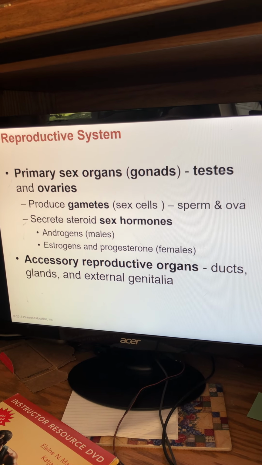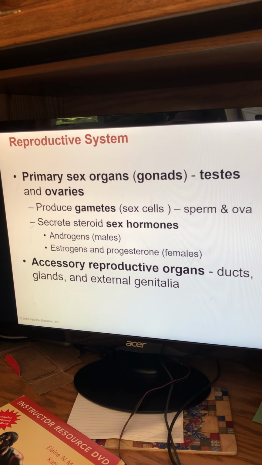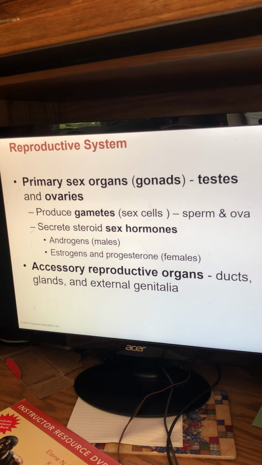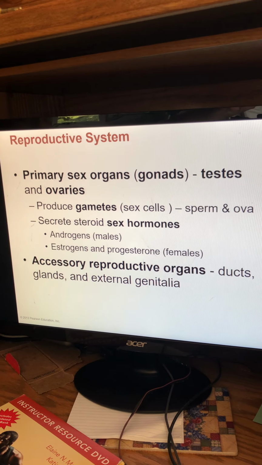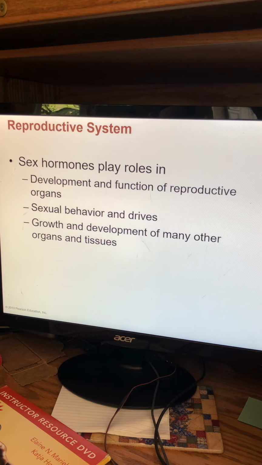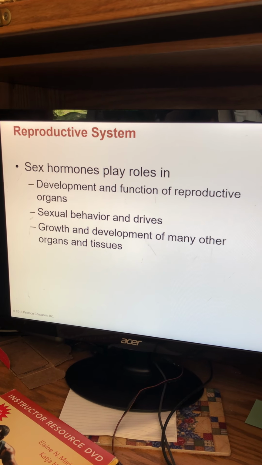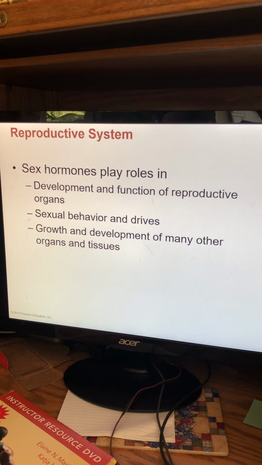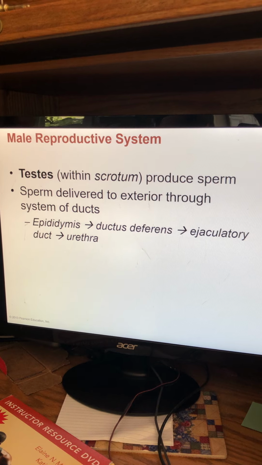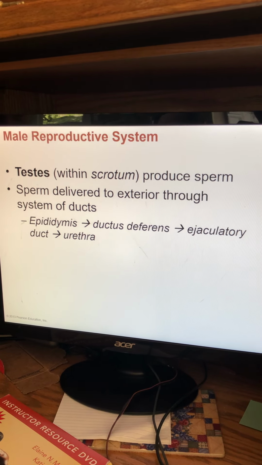In males, it's called androgen, and specifically it'll be testosterone. In females, it's estrogen and progesterone. The accessory reproductive organs are going to be the ducts, the glands, and the external genitalia that make up a male. The sex hormones play a role in development and functioning of the reproductive organs. They are also going to be involved with sexual behavior and drives, and also the growth and development of many other organs and tissues.